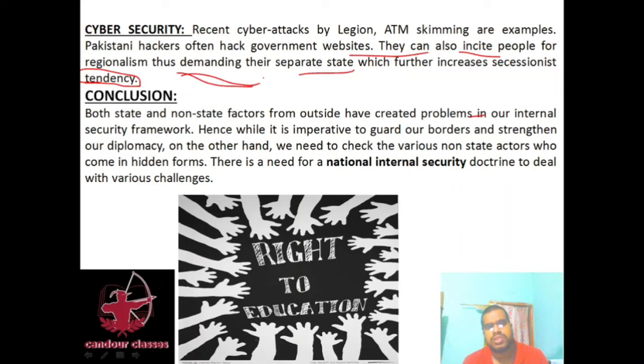Not only Khalistan, a lot of things happened after India became independent from British colonialism. But Sardar Vallabhbhai Patel was the Iron Man, and he joined the states to India. Okay, then the conclusion: both state and non-state actors from outside have created problems for our internal security. While it is imperative to guard our borders and strengthen our diplomacy, on the other hand we need to check the various non-state actors who come in hidden forms. There is a need for a national internal security doctrine to deal with various challenges.